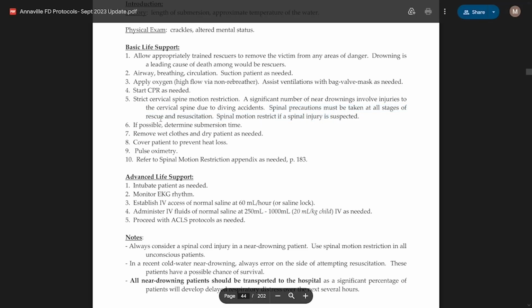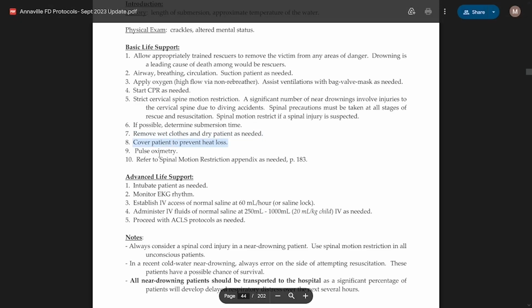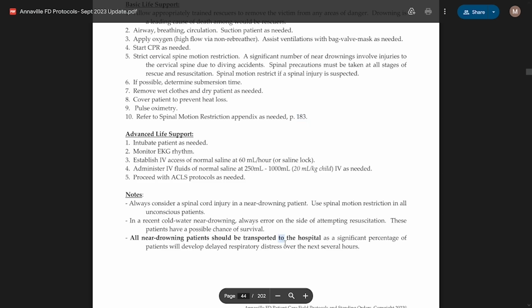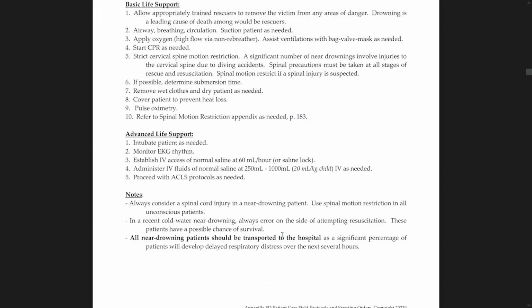If possible, determine the submersion time. You just talk to a bystander. Okay, someone had to call 911, right? Remove wet clothes and dry the patient as needed. Cover them to prevent heat loss. Establish a pulse ox. And refer to spinal motion restriction appendix as needed in page 183. Oh, brother, we're on page 44.